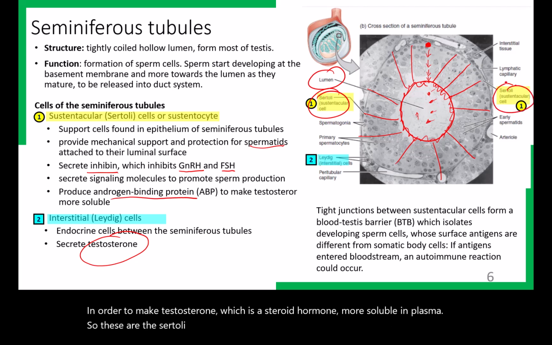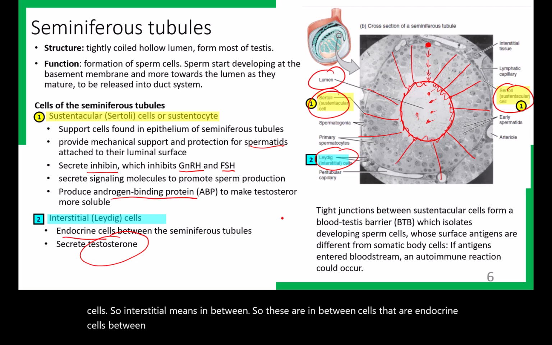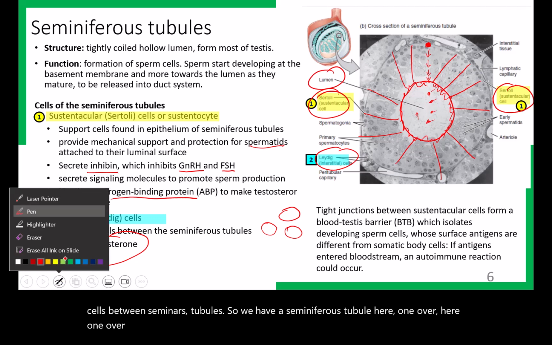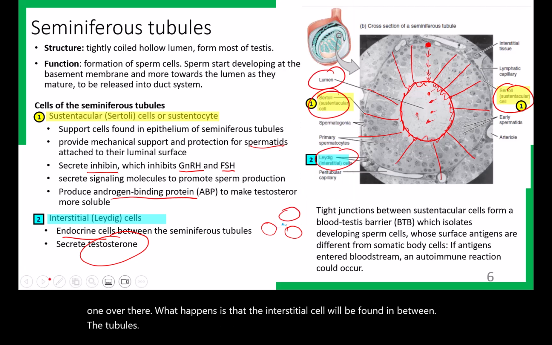The other type of cells are the Leydig cells or the interstitial cells. Interstitial means in between. So these are endocrine cells between seminiferous tubules. We have a seminiferous tubule here, one over here, one over there. The interstitial cells will be found in between the tubules, and these interstitial cells secrete testosterone.